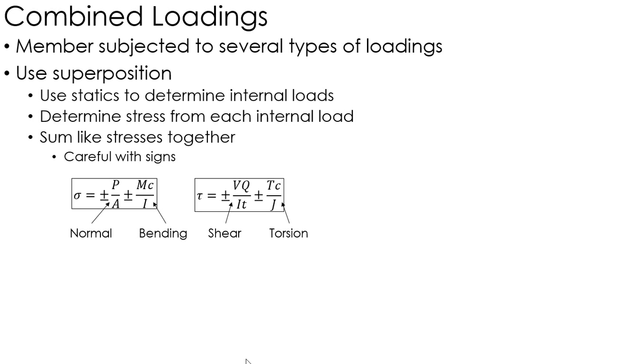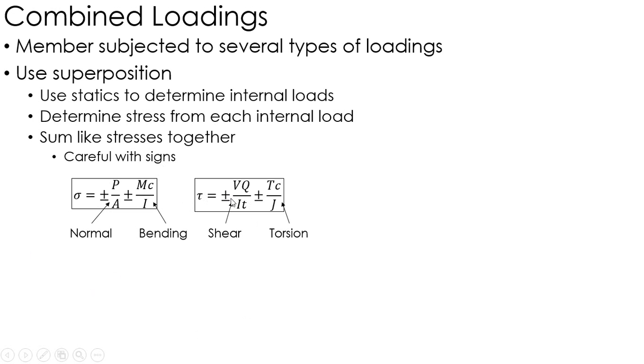Now, you're going to want to be careful with your signs, because some things might be in tension versus compression. Some shears might be to the left or the right or up or down. Just pay attention to those signs when doing this. But essentially, you have normal stress and shear stress. The normal stress is basically due to axial loading and bending. So you may add them, you may subtract them. One of them might be 0. But in general, you could have those two types of things contributing to the normal stress.